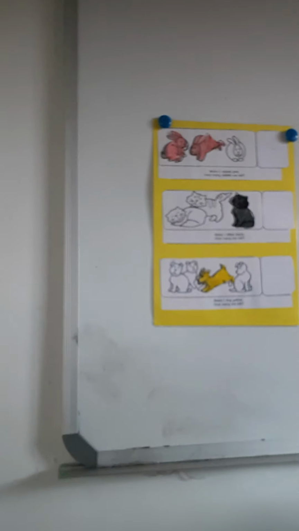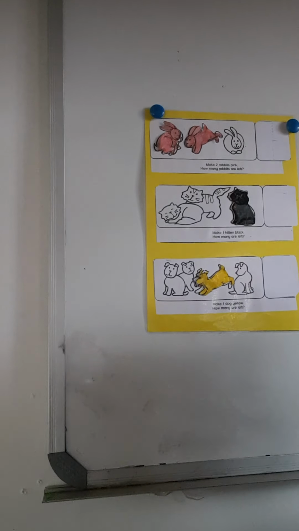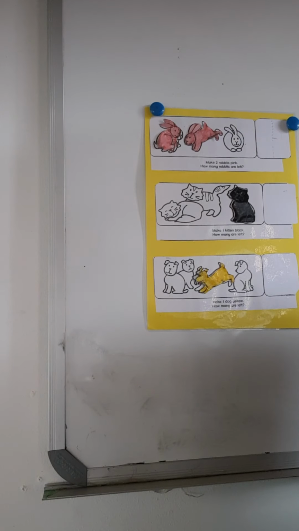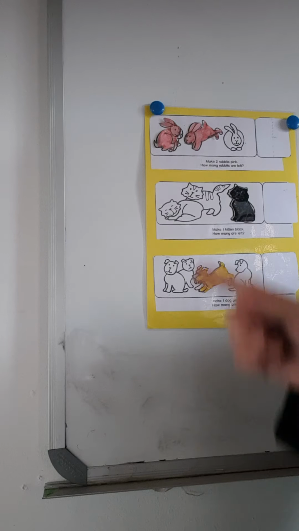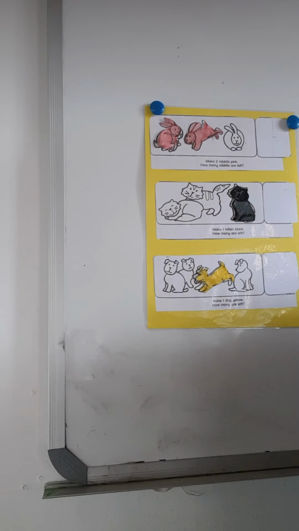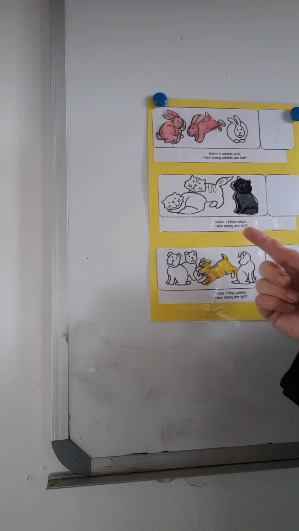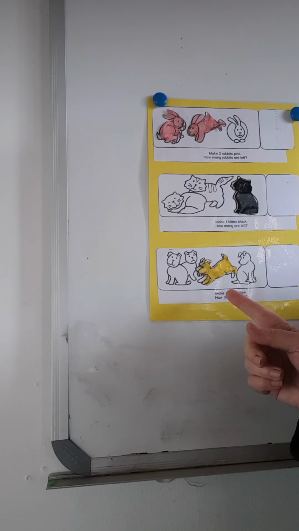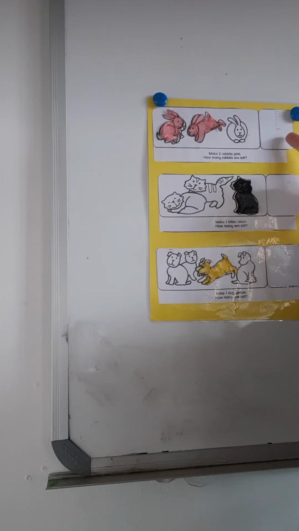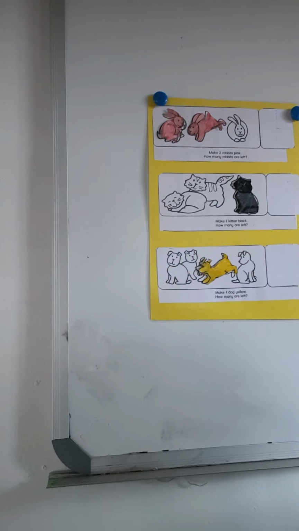Okay, so this page is in your book. I'm sure you've seen it, just in case you just check that you know which page I'm talking about. You follow in the instructions. Make 2 rabbits pink, how many are left? Make 1 kitten black, how many are left? Make 1 dog yellow, how many are left? And you're going to write the number symbols here when you've done it. Okay.